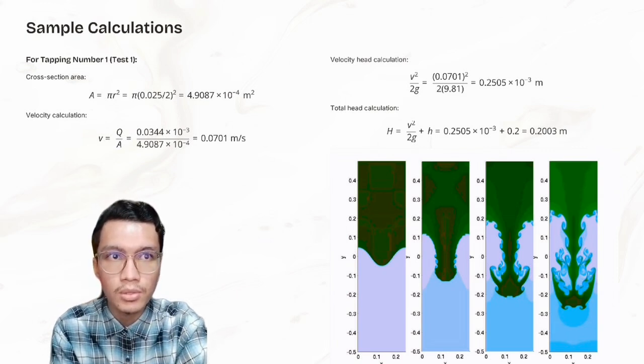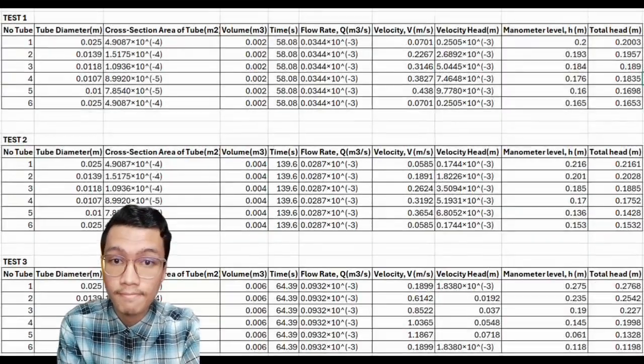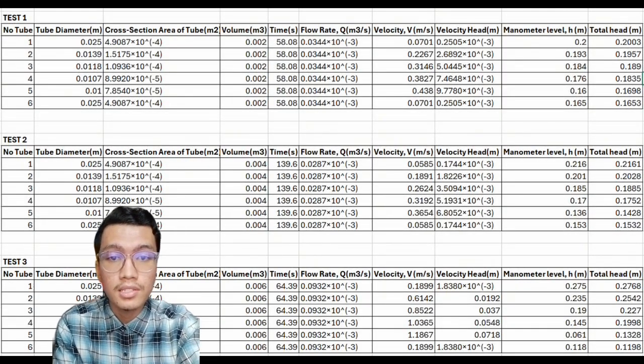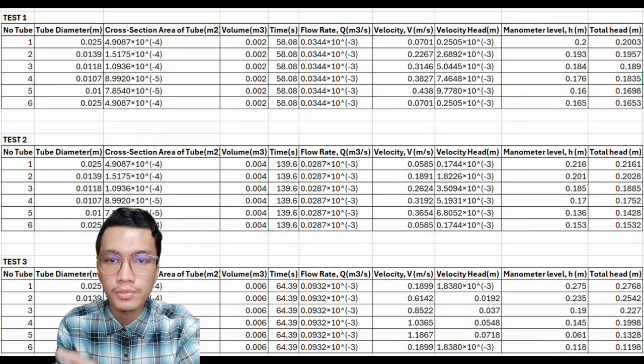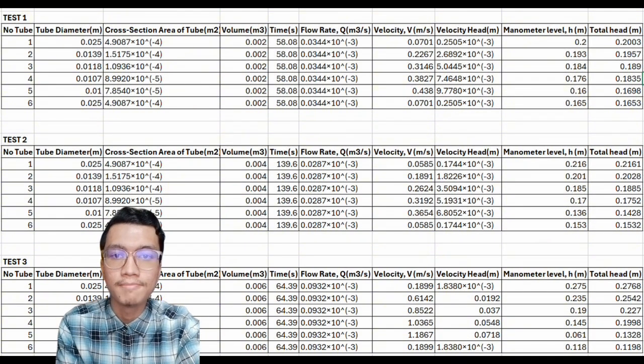The figure below shows how the principle of Bernoulli works. So this is all the tests that we took. We have test 1, test 2 and test 3, and this is all the results that we get from the calculation, using the sample calculation.